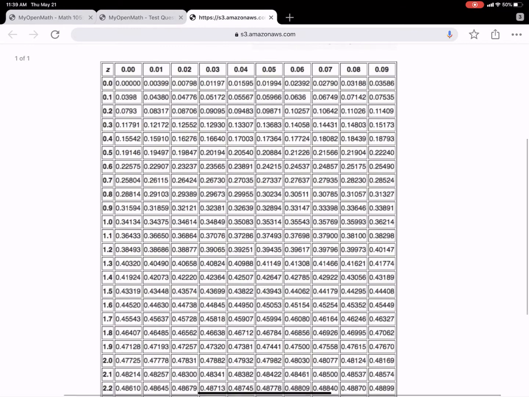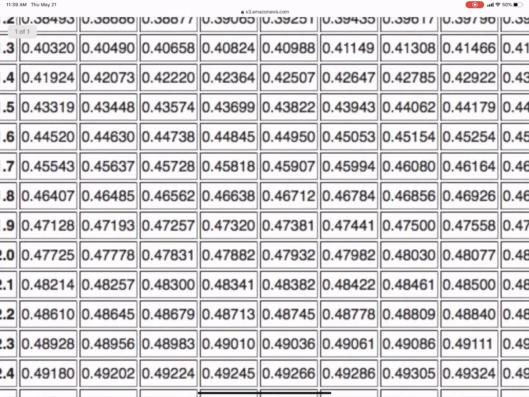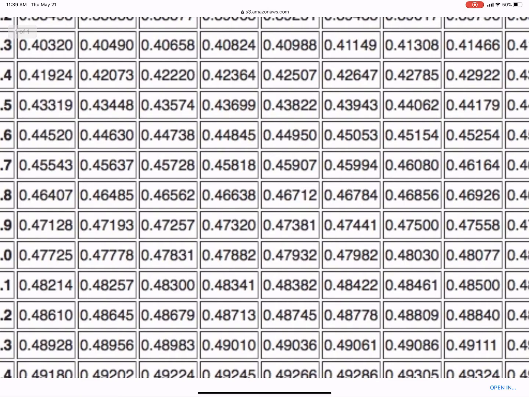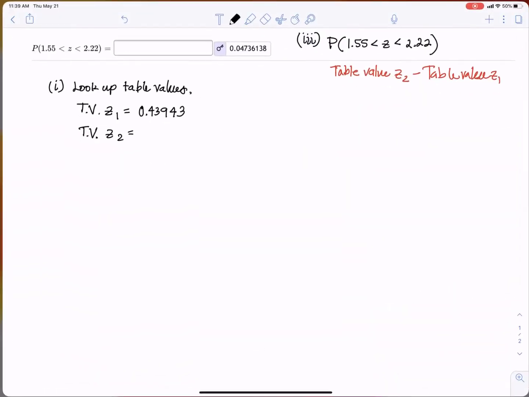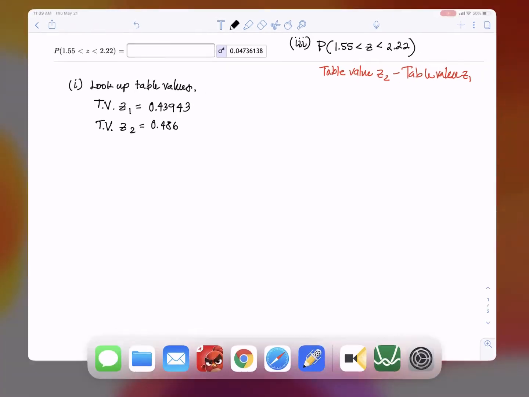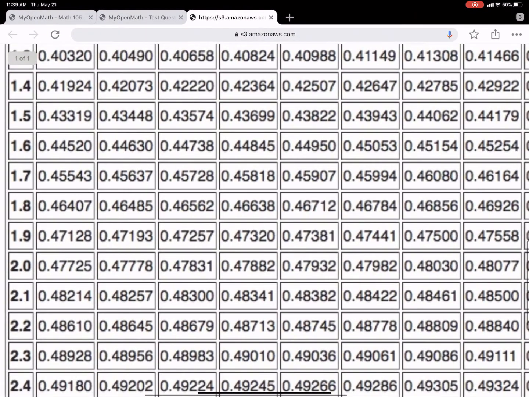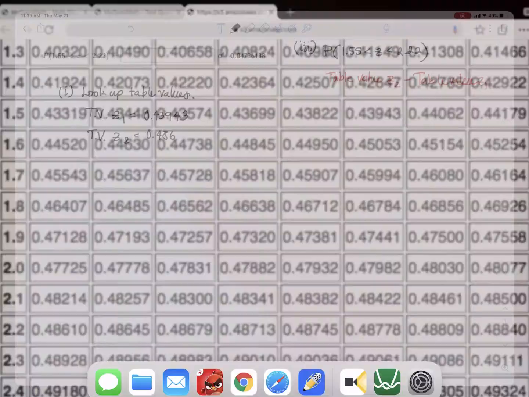So 2.22, that would be down here at the bottom, and this is 2.20, 2.21, and 2.22, so 0.48679.